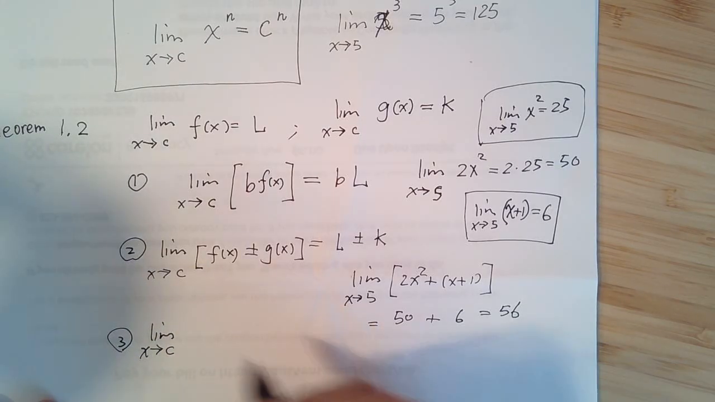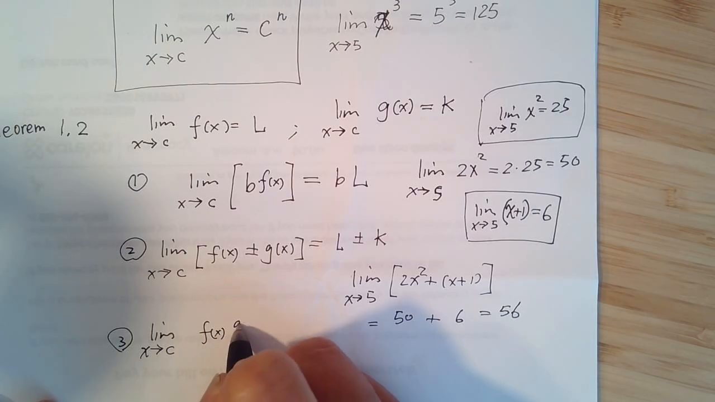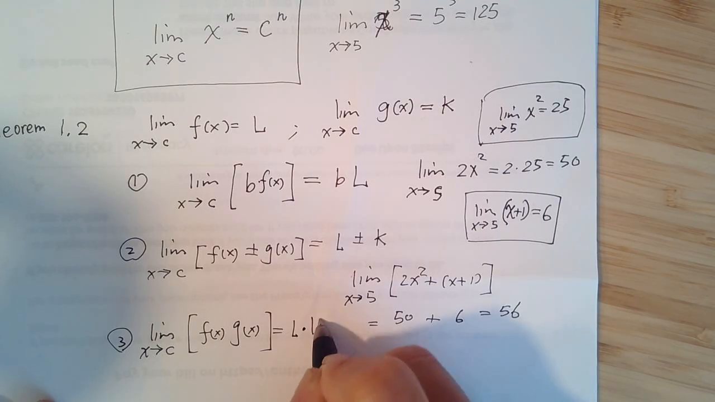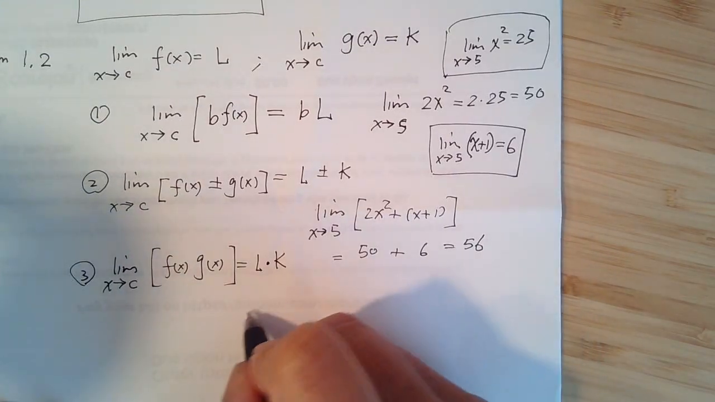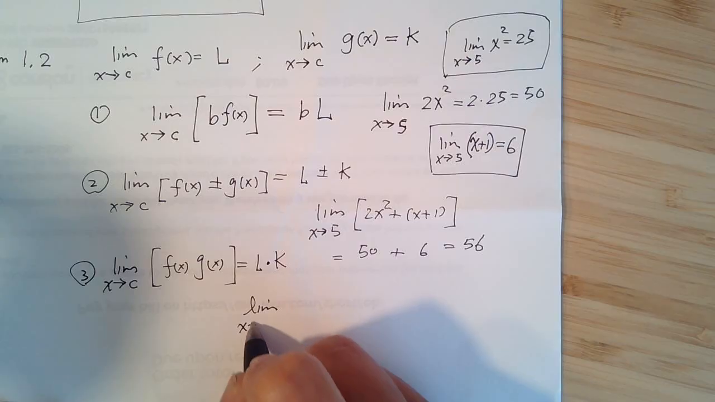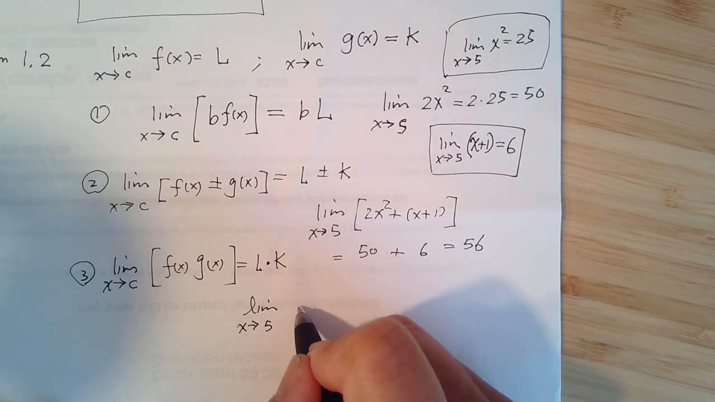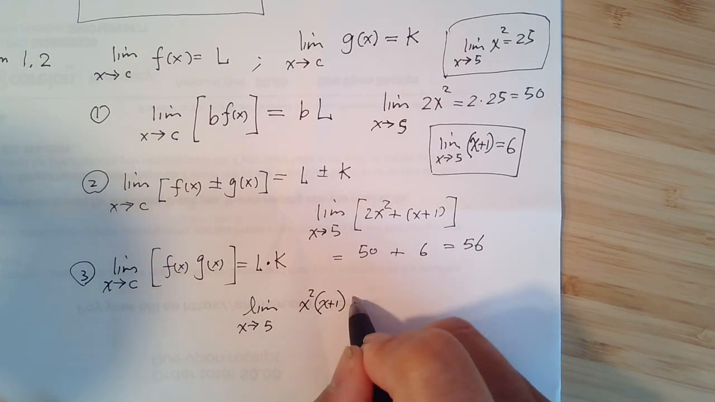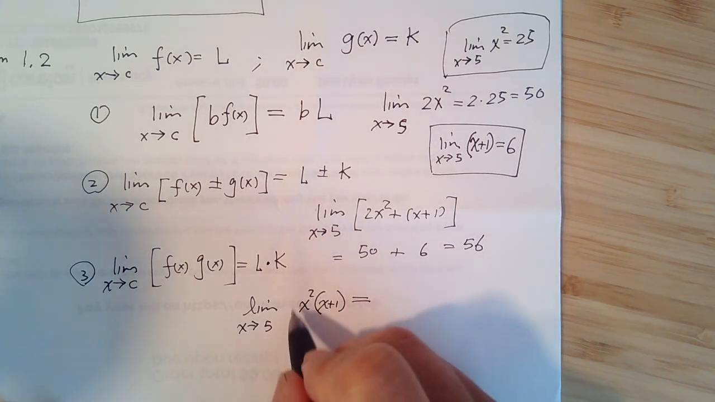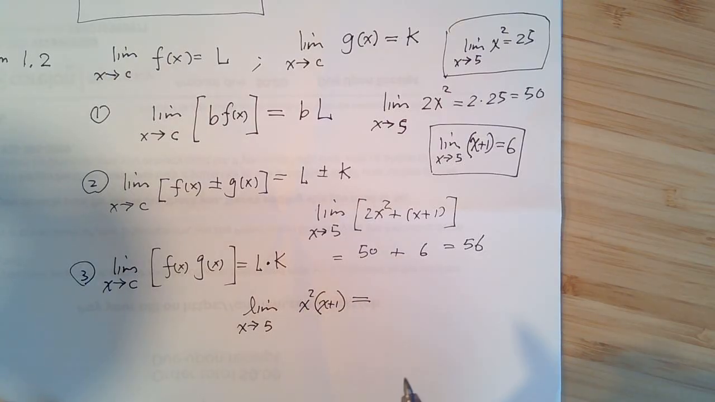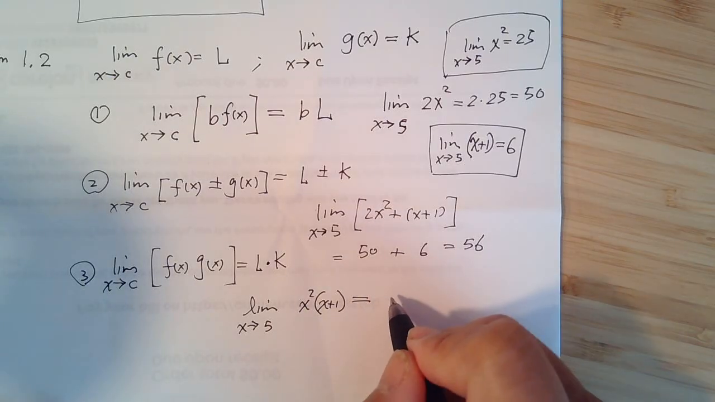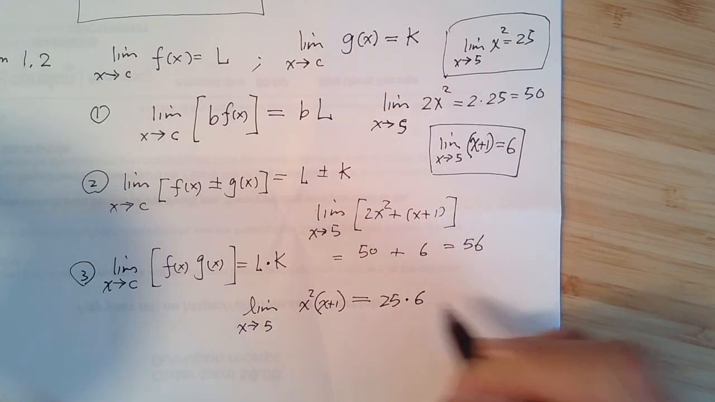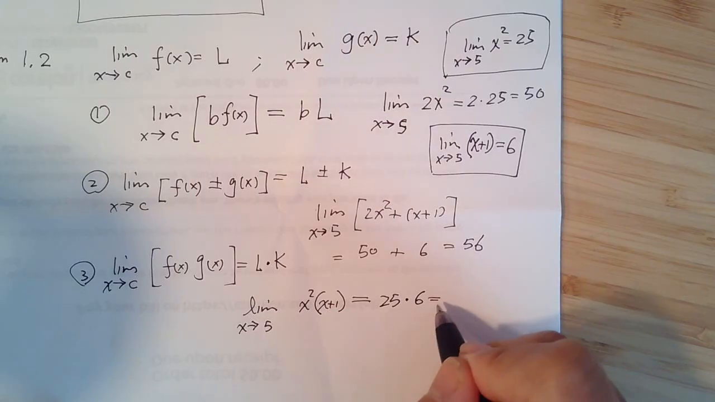When x approaches c, f of x times g of x, the product will be just L multiplied by K. Very similar. We go limit as x approaches 5, and our L is x squared multiplied by K, which is x plus 1. Then this limit will be 25 multiplied by 6. So that is 150.